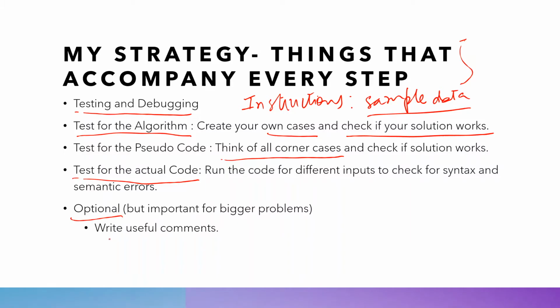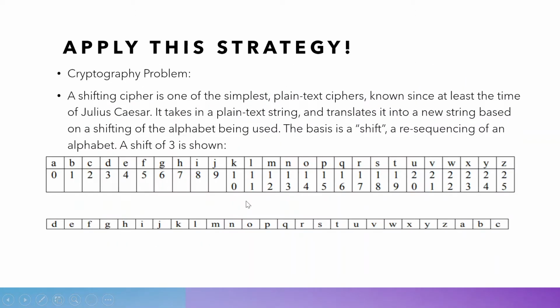Another optional step is, if you want to maintain comments, do that. If you want to maintain some kind of explanation of every step that you took to solve a problem, do that. Okay, so this was the 5-step strategy to solving a problem. Let's actually apply this to a problem.